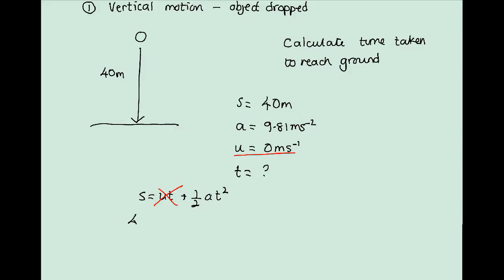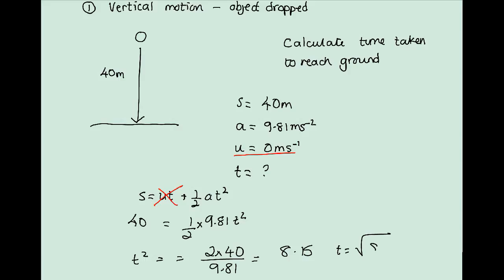So we have our 40 meters as s, and we know that equals half times 9.81 times t squared. All we have to do now is rearrange it to solve it. So that will give me t squared equals 2 times 40 over 9.81. That gives me 8.15. So t, of course, is the square root of that, which is 2.86, or let's keep it just to 2.9 seconds.